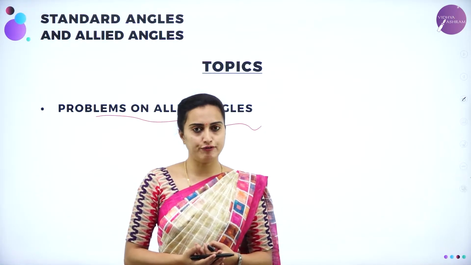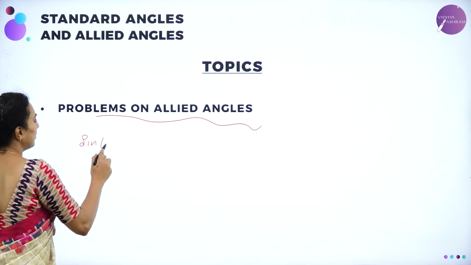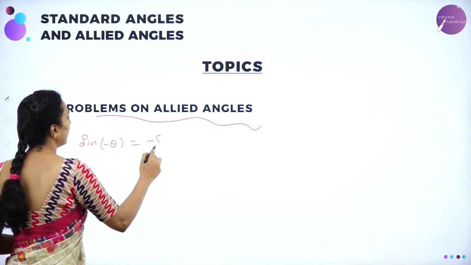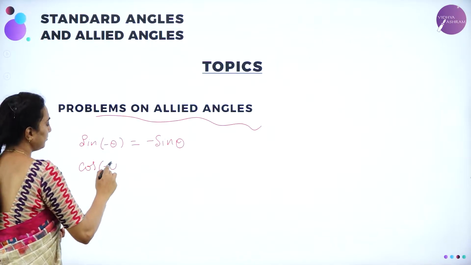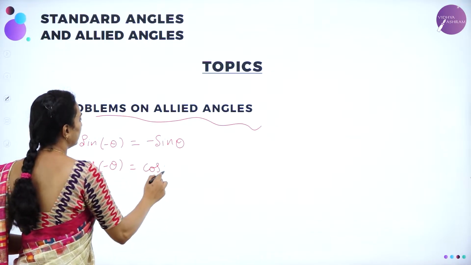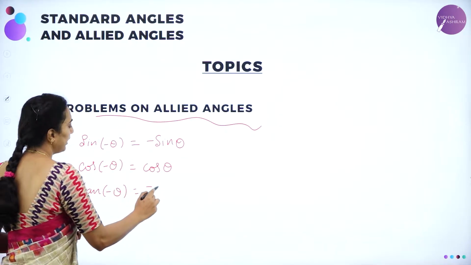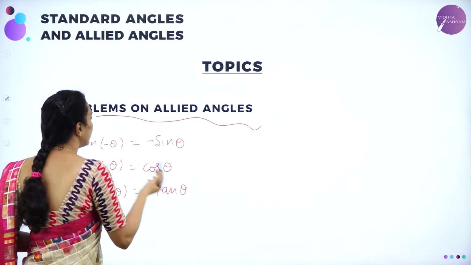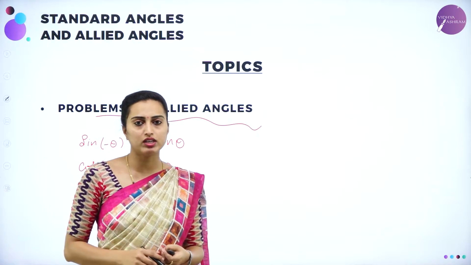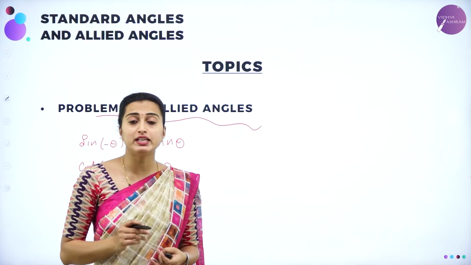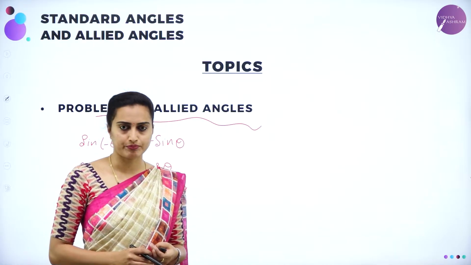Now, I am going to give you what is sine of minus theta. What is sine of minus theta, dears? Which is nothing but minus sine theta. Cos of minus theta is plus cos theta. Tan of minus theta is minus tan theta. Similarly, reciprocal of this is nothing but cosecant of minus theta is minus cosecant theta, secant of minus theta is plus secant theta, and cot of minus theta is minus cot theta.